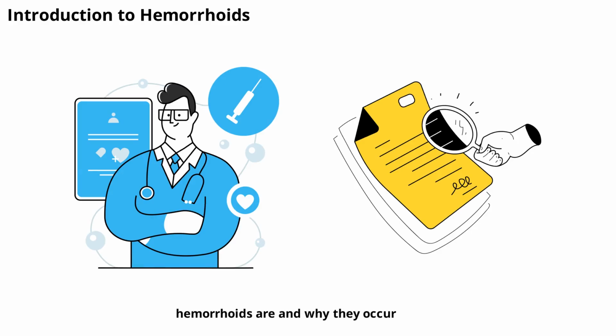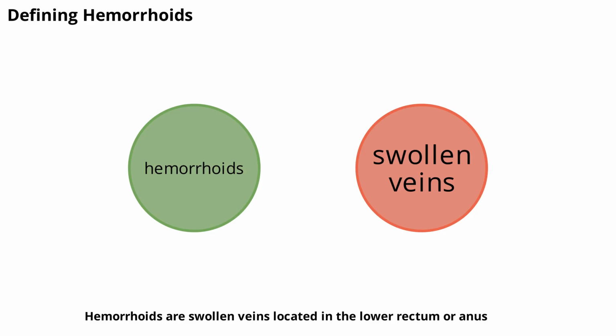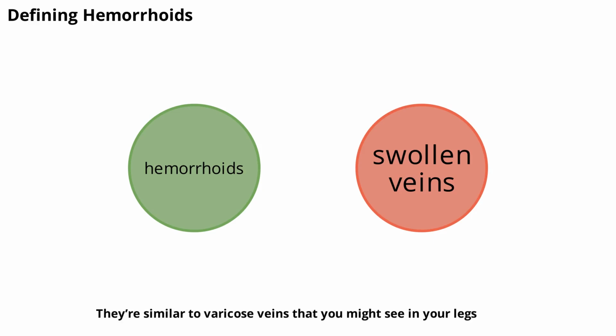Let's start by defining exactly what hemorrhoids are and why they occur. Hemorrhoids are swollen veins located in the lower rectum or anus. They're similar to varicose veins that you might see in your legs, but they occur in a much more sensitive area. Hemorrhoids can be internal, developing inside the rectum, or external, forming under the skin around the anus. Both types can cause discomfort, but their symptoms and treatments may differ. Understanding the basic anatomy of hemorrhoids helps us appreciate why they can be so bothersome and how they're diagnosed.